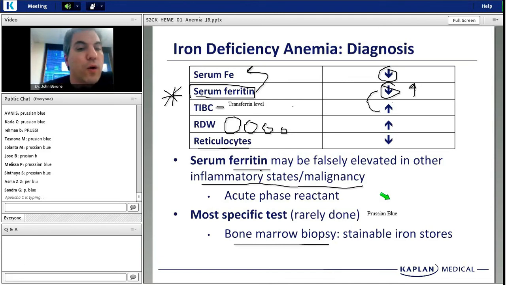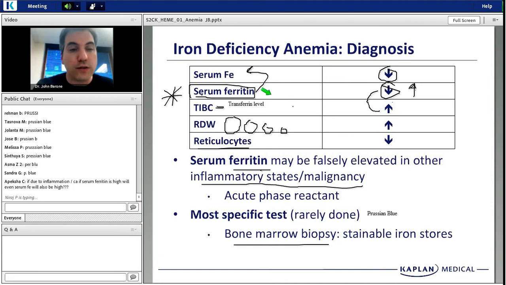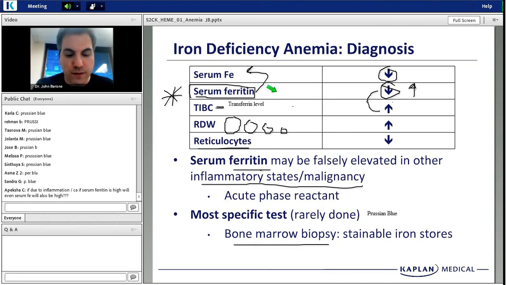So let's repeat. What's the first test I should do here? Ferritin. Get the ferritin, the iron panel. It is sensitive. It's not specific though. Okay, so it's very sensitive, but because it's an acute phase reaction, it's not 100%. So again, always start with ferritin. This is your first test, the iron panel. Always do this first, and it's very sensitive.